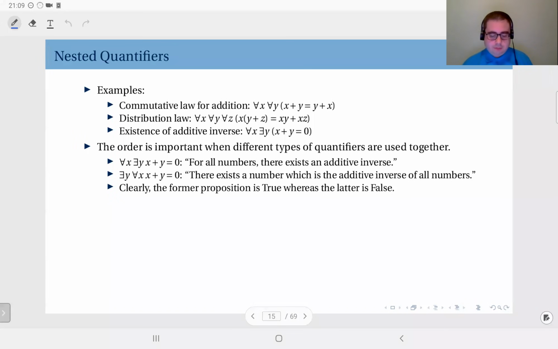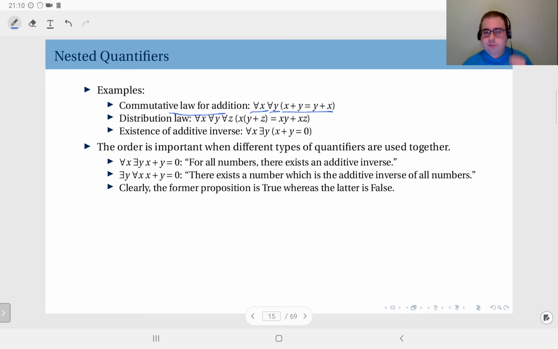For instance, you have the commutative law for addition here. If you remember, the commutative law says if you switch the order of the operands, the result will not change. Essentially, that's it. So we can express this in first order logic as for all x, for all y, x plus y equals y plus x. Okay, that's the statement of commutative law.